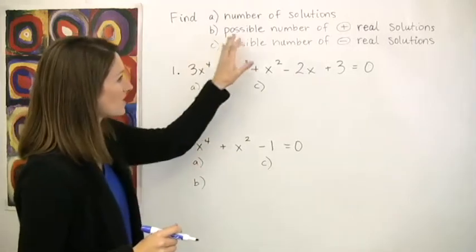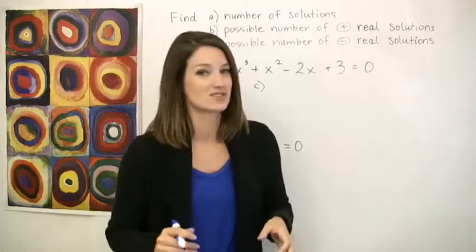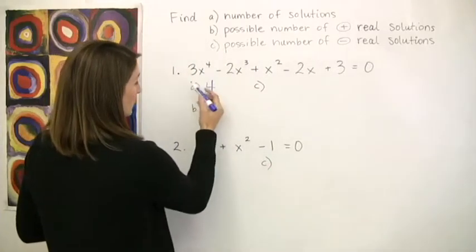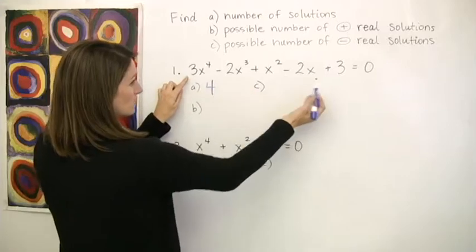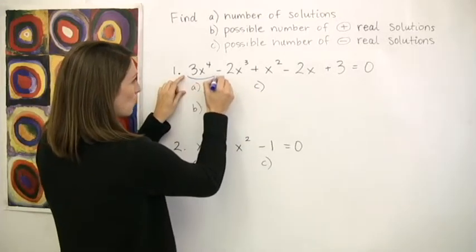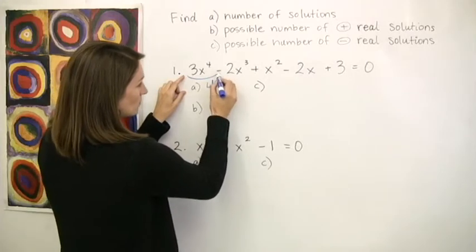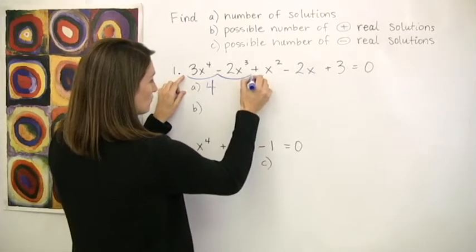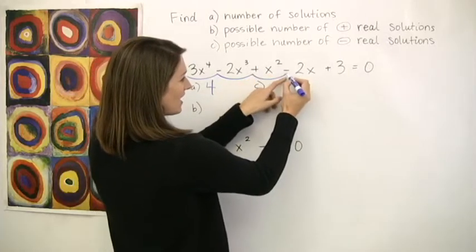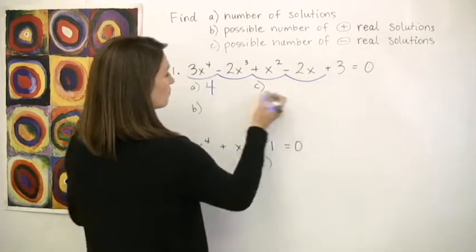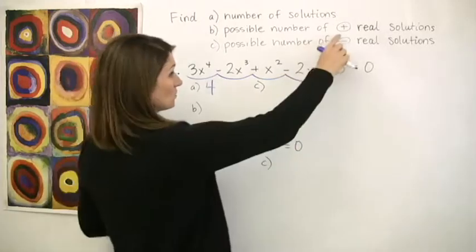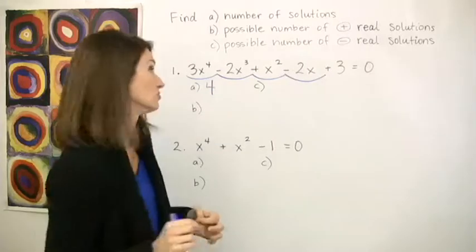For B, the possible number of positive real solutions, we're going to use Descartes' rule of signs and look at the variations of signs in this first polynomial. We start positive when we go to negative, so that's 1 variation. Then we go negative to positive, that's 2 variations. Positive to negative is 3 variations, and negative to positive again gives us 4 total variations for P of x, which is our positive real solutions.